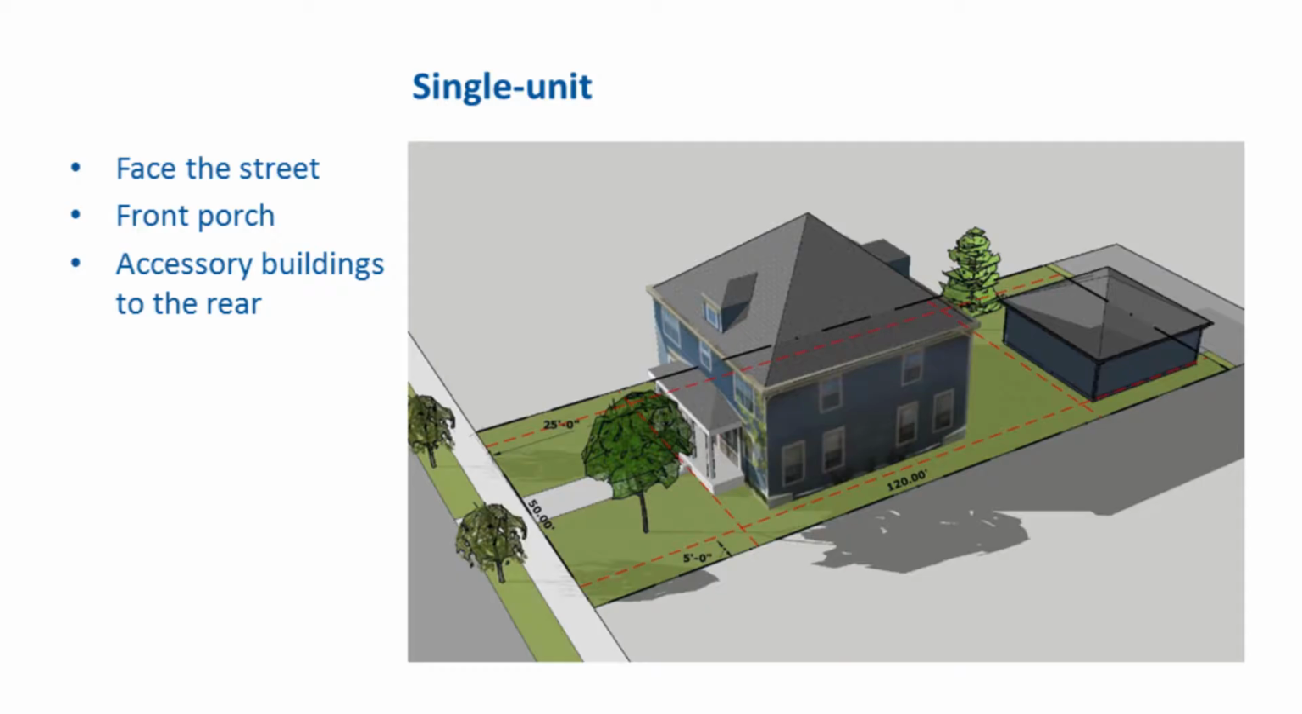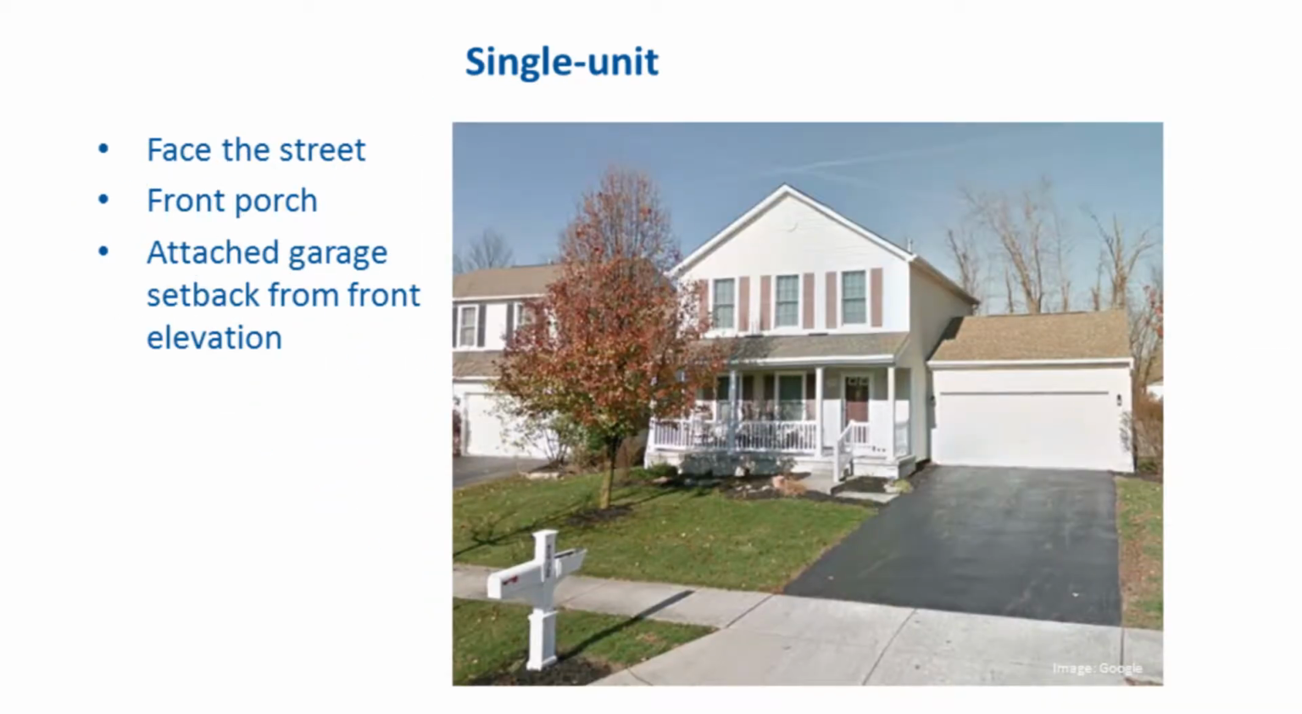For a single unit home, the guidelines recommend homes should face the street, and if there is a detached garage, that it should be located to the rear of the site. Front porches are encouraged as well. In many of our suburban communities, homes typically have attached garages instead of alley-facing garages. For attached garages, the guidelines recommend the garage be set back from the front elevation and a front porch.